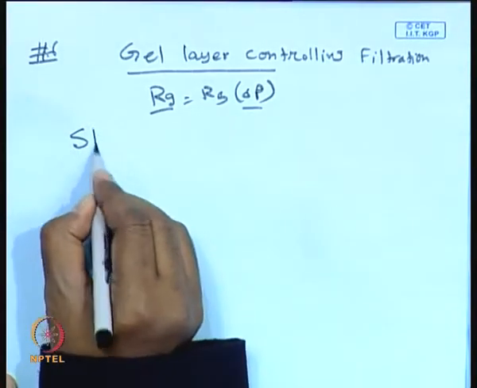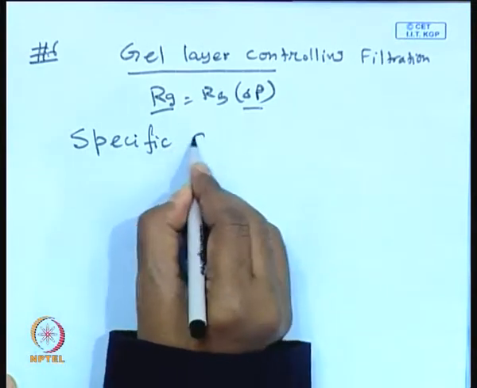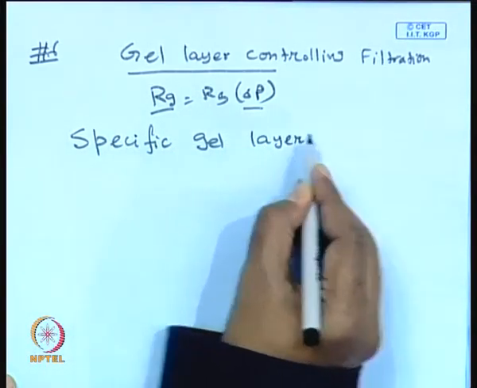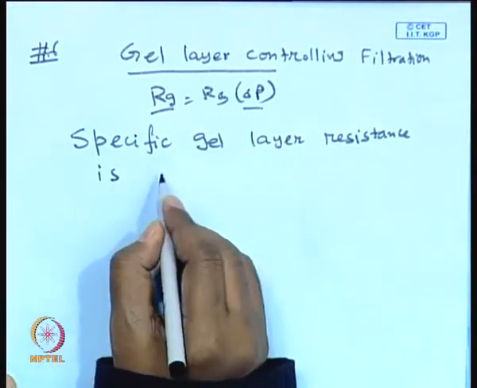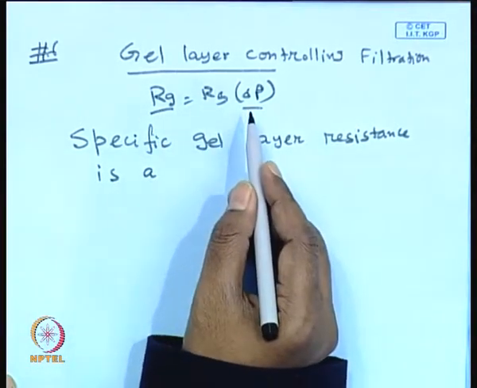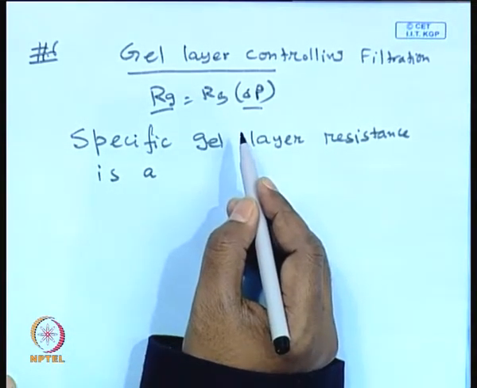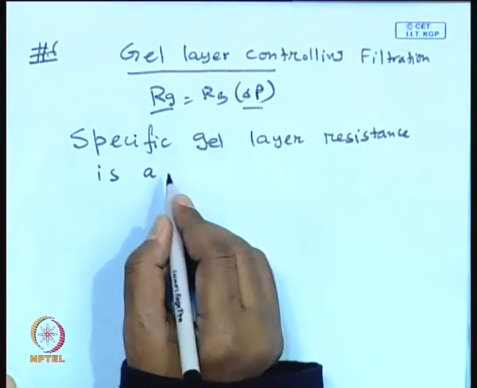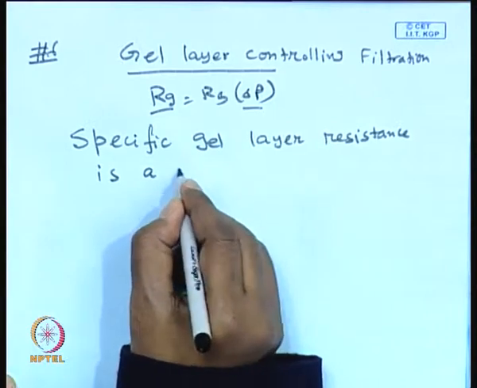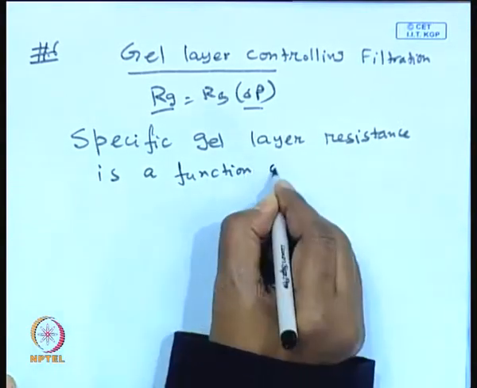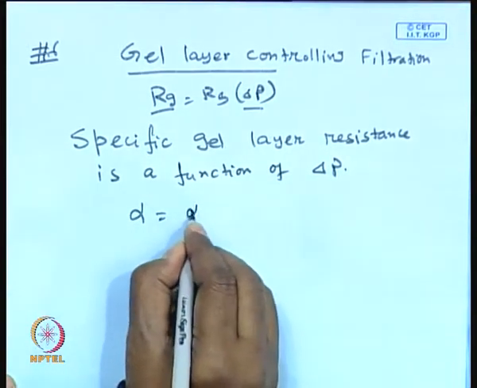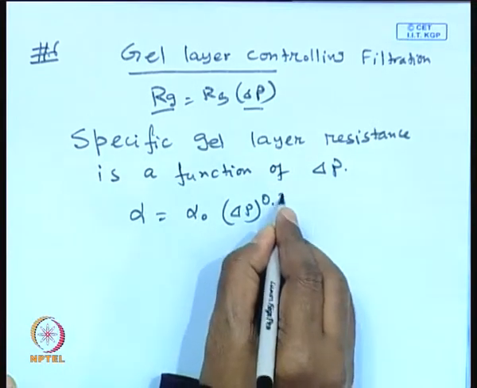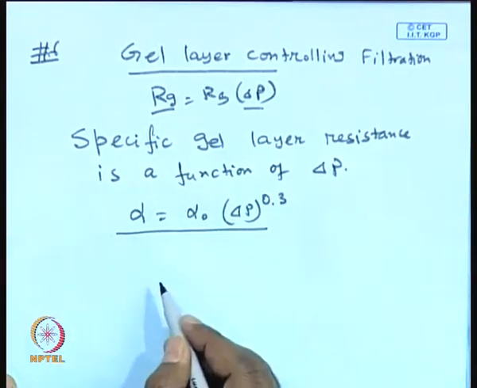So, in this case we assume that the specific gel layer resistance is a function of delta P. Rg, if you remember, is nothing but alpha into 1 minus epsilon g, rho g times L, where alpha is the specific gel layer resistance. The specific gel layer resistance is a function of transmembrane pressure drop, and that functional form is given as alpha is equal to alpha naught delta P raised to the power 0.3.